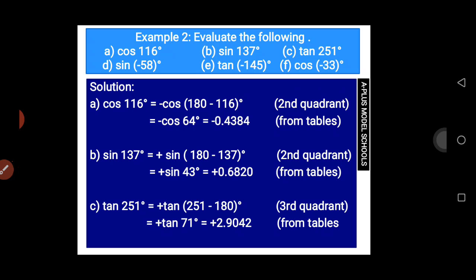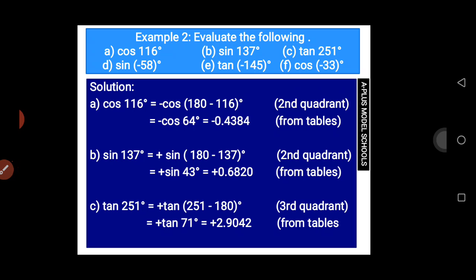Then example 2, which may be the last example for today's class. Evaluate the following: A, cos 160 degrees; B, sine 137 degrees; C, tan 251 degrees; D, sine minus 58 degrees; E, tan minus 145 degrees; and F, cos minus 33 degrees.